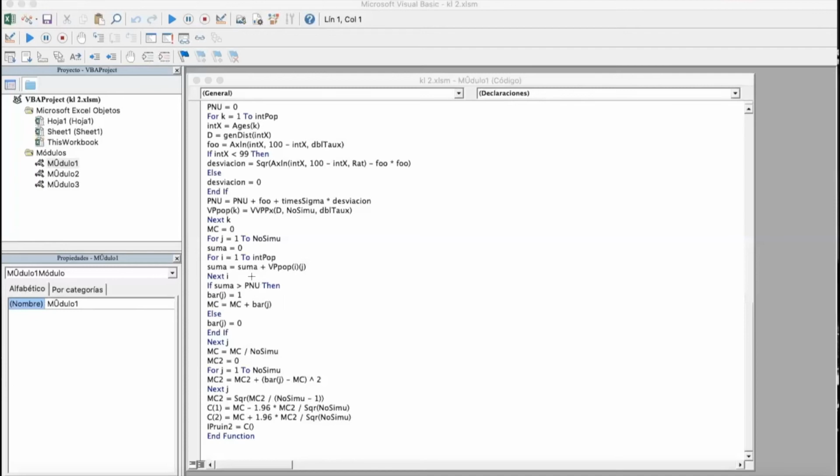So, as we can see here, if the sum, or this variable called summa, is higher than the premium paid, we have a loss. So we have a ruin. But if it is lower, we have a gain. So we don't have ruin.